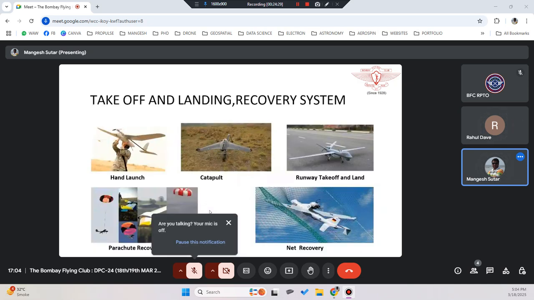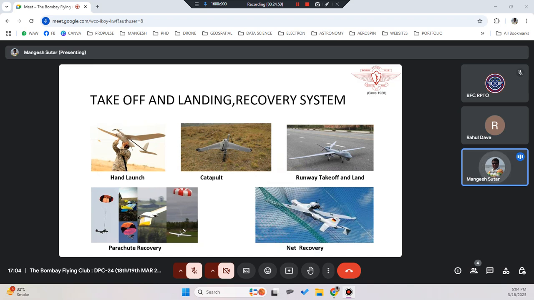So how do you do take-off, landing, and the recovery system? You can do a handheld launch, or you can use a catapult mechanism, or you can do a runway take-off and landing. Whereas for recovery, that means landing, some fixed wings can also use parachute recovery.